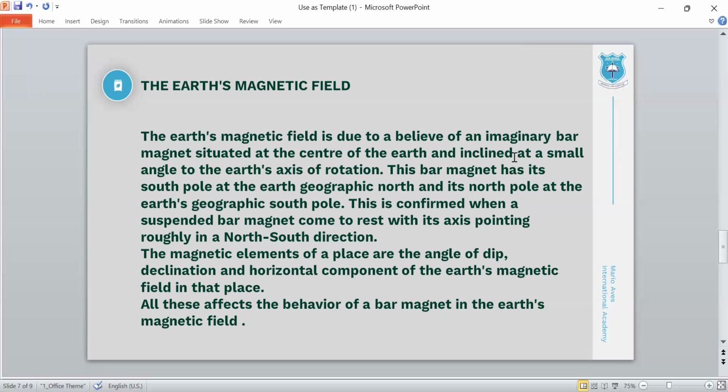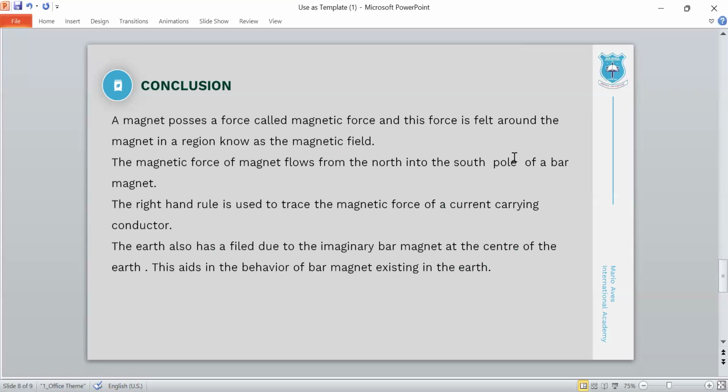All right, we come to the end of our class. Conclusively, we have run through some things, and I want to take a recap of what we have gone through. I told you that a magnet possesses a force called magnetic force, and this force is felt around the magnet in a region known as the magnetic field. The magnetic force of a magnet flows from the north into the south pole of a bar magnet, just like in the diagram shown in the previous slide.